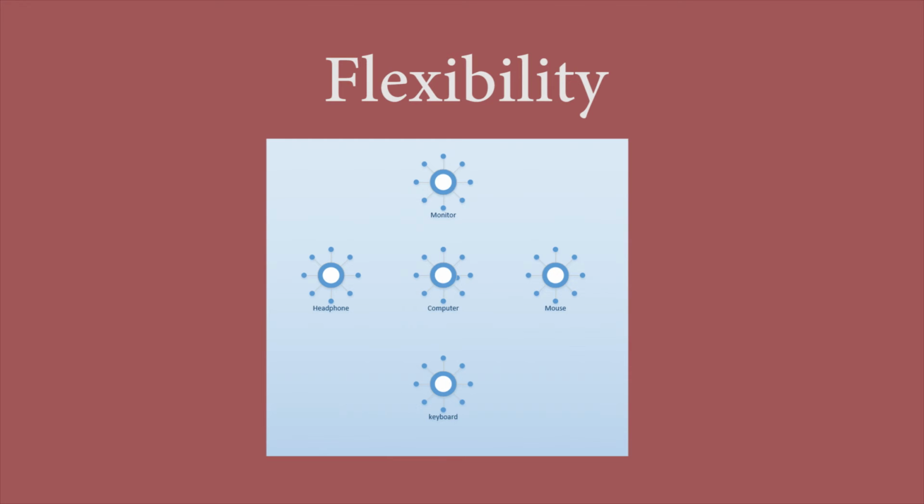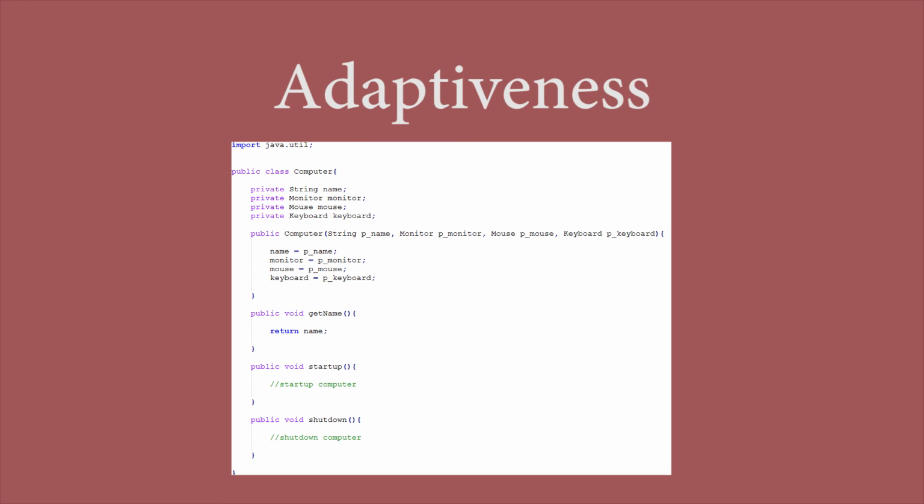That brings us to the last advantage, which is adaptiveness. In this example, we have a class computer, which has some attributes: a monitor, a mouse, a keyboard. But if you want to add a new component to this program, we just add an attribute at the top of the class, for example, private headphone. And then that object is added.